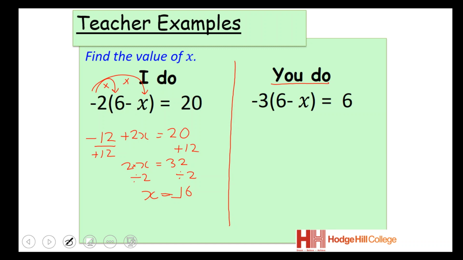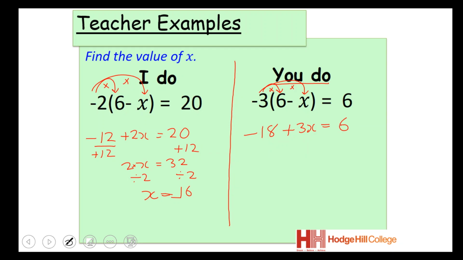Okay, same again, you expand the bracket first. And remember, expand means multiply. Minus 3 times 6 is minus 18. Minus 3 times minus x is plus 3x, and that equals 6.